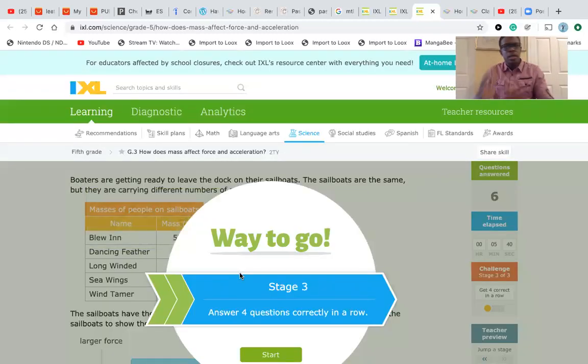Awesome. I don't want to go through the whole lesson with you, but that's the main focus: if an object has more mass, it's going to need more force. If an object has less mass, it's going to need less force. So that is how mass affects force.